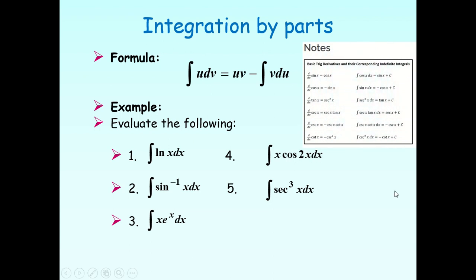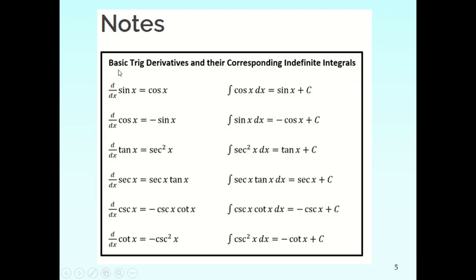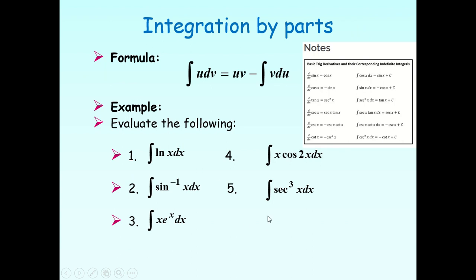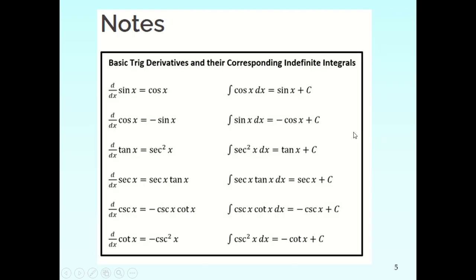Okay, I will expand this one. So we have here the basic trigonometric derivatives and their corresponding indefinite integrals. So some of these problems will use some of these formulas, class. So these are the additional formulas that you are going to add in your Cartolina. Okay, so for your PIT. This is what we had in our differential calculus.